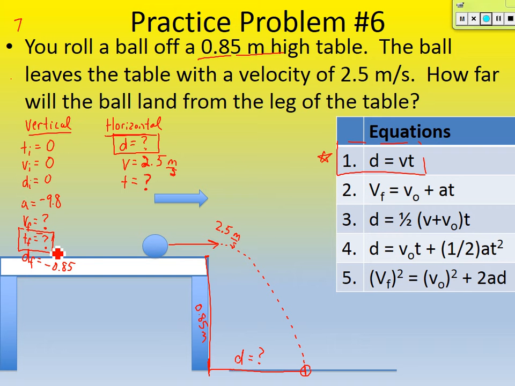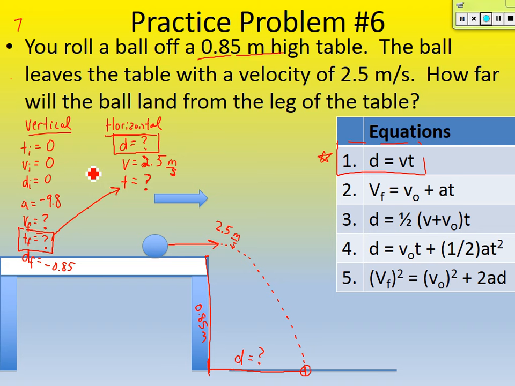Now, the time that it's in the air vertically, isn't that the same as the time that it's in the air horizontally? And the answer is yes. So once you have found the time vertically, we're going to plug that in for time horizontally, and then we can solve for the displacement using equation number 1. Okay, that's the step we're going to take.